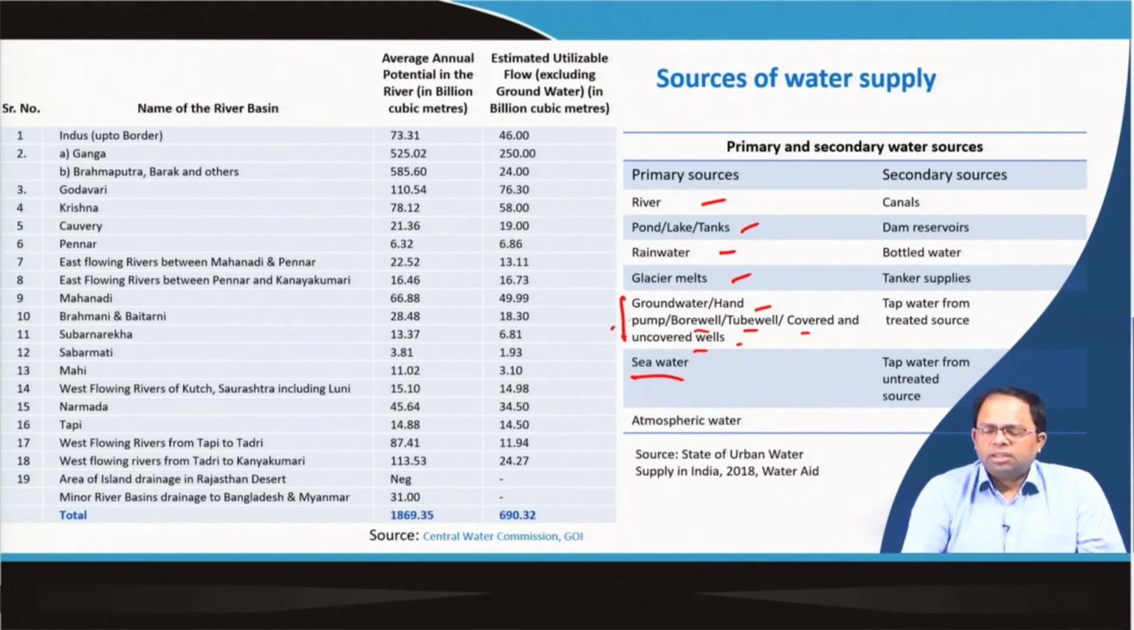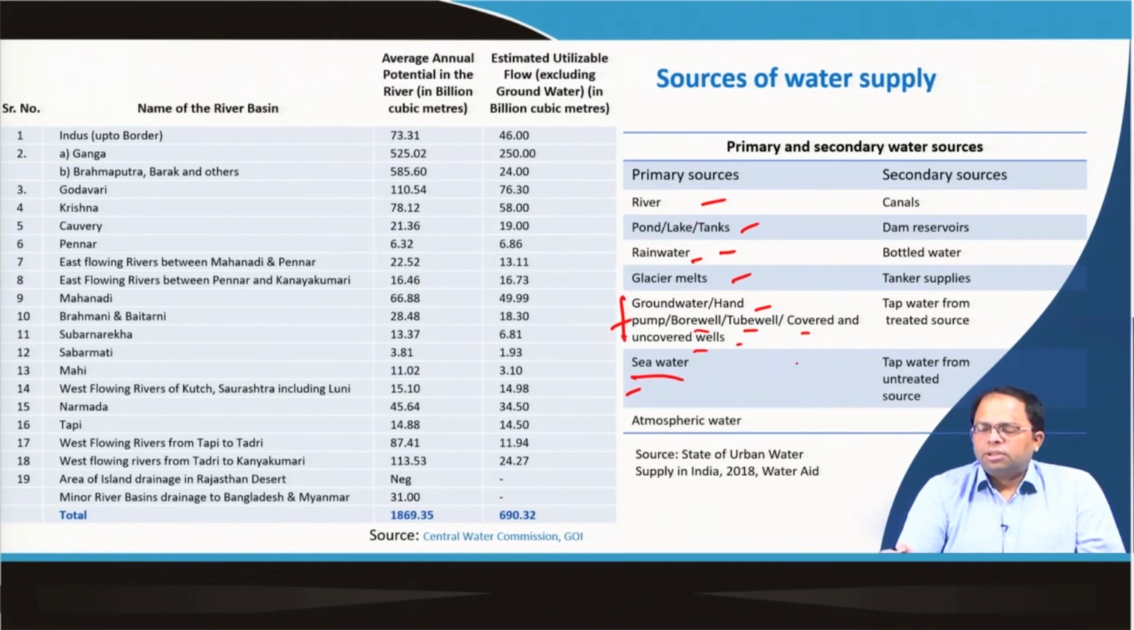So, groundwater, sea water as well as direct rainwater, and of course, rainwater is not used directly, but after storing it and then after some treatment we can use it, and for different streams like rivers, and then for ponds and lakes we can actually use this water.